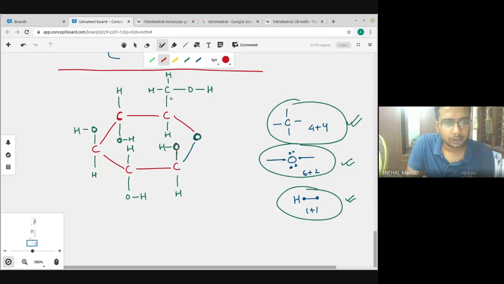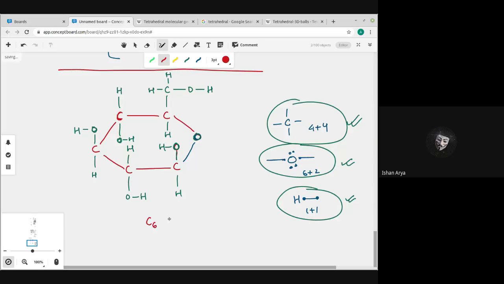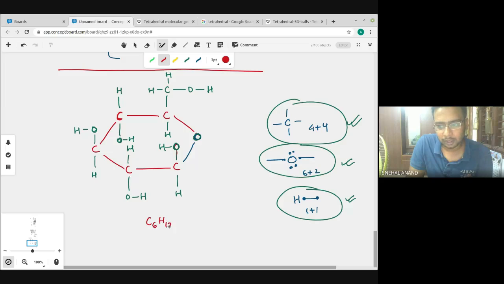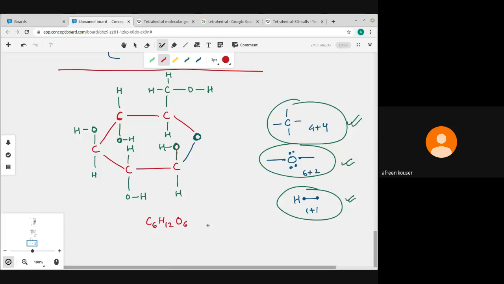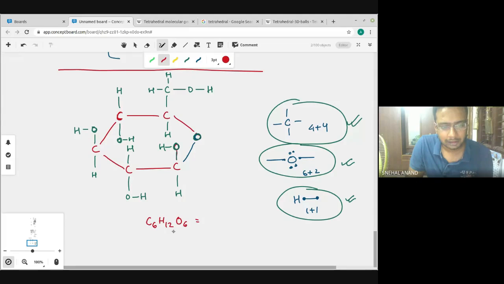Okay, let me count the carbon. How many carbons are there? 1, 2, 3, 4, 5, 6. Is carbon 6? I guess it's glucose. C6H12. And hydrogen is how much? 1, 2, 3, 4, 5, 6, 7, 8, 9, 10, 11, 12. And oxygen is 1, 2, 3, 4, 5, 6. O6. Has anyone heard about this thing before?